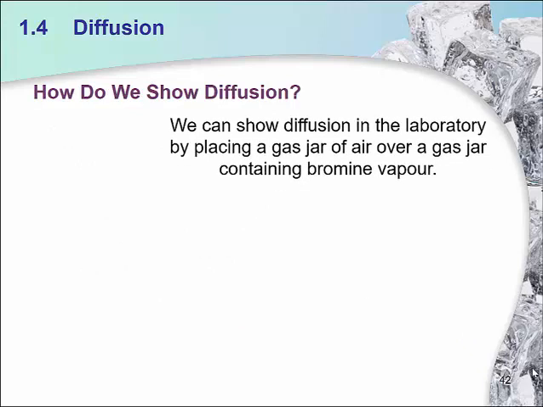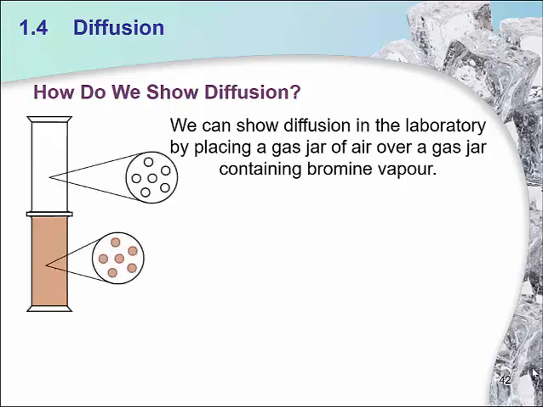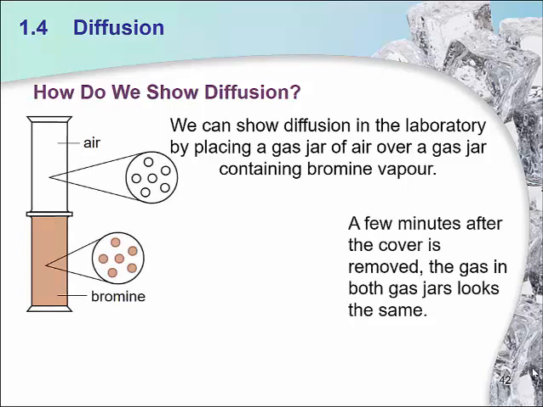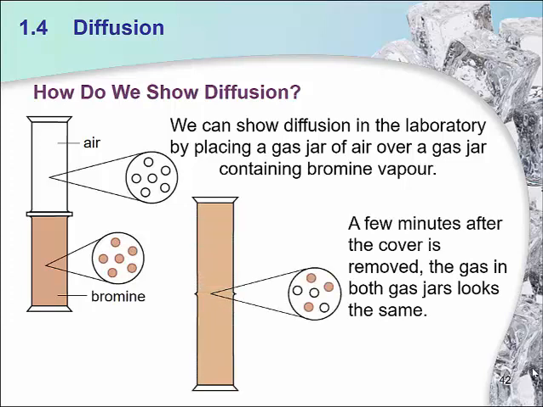We can show diffusion in the lab by placing a gas jar of air, which is colorless, over a gas jar containing bromine vapor, and bromine looks reddish brown. After a few minutes after the cover is removed, the gas in both jars looks the same, which is slightly reddish brown, not as brown as the bromine, but slightly brown throughout both gas jars. Now, why is it so? It's because the air and bromine mix into each other, and hence they have equal concentration throughout, which is less concentrated than the bromine itself.